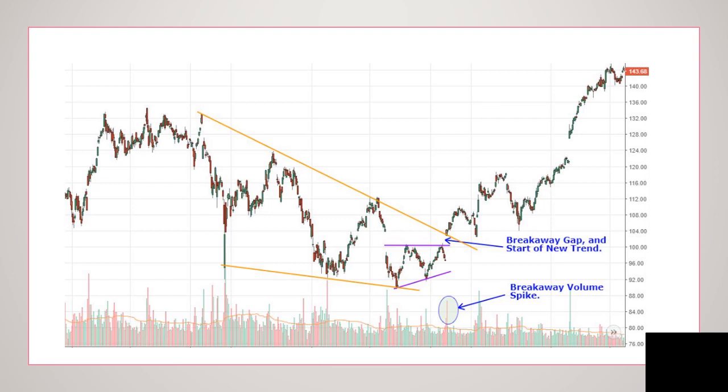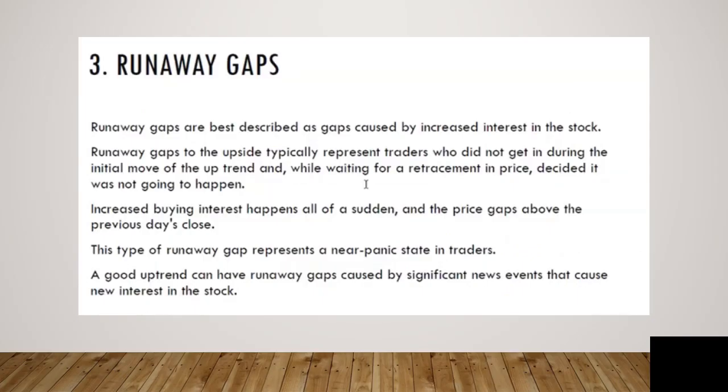Okay, so this is another example of breakaway gap. You can see here, this gap appears here, and then you will confirm with volume. So kat sini volume dia spike, jadi this one adalah breakaway. Alright, ini pun ada gap kat sini, nampak tak? Ni volume pun meninggi, jadi samalah ni. Okay, now we go to runaway gaps.